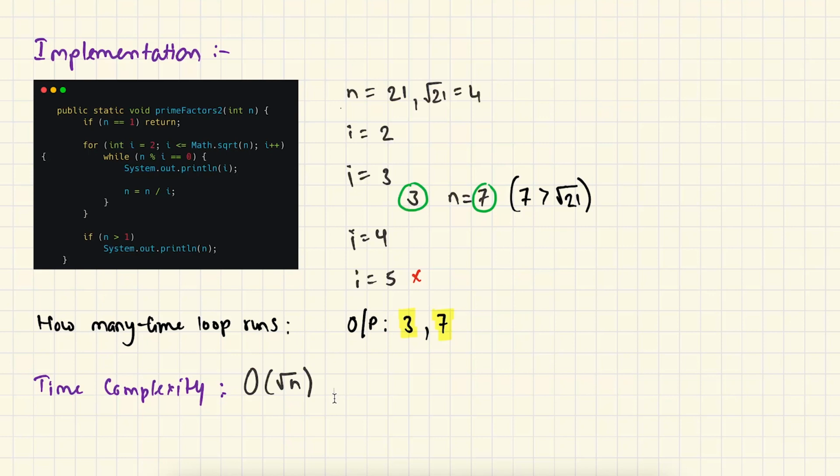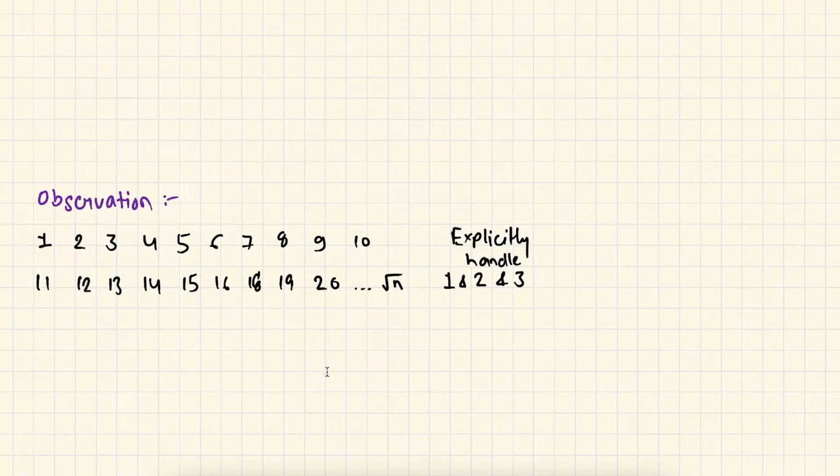Still, I would say that we are wasting a lot of iterations. We can still have room for some improvements, right? So let's see how we can further optimize this function. Now again, we have some observations to be made.